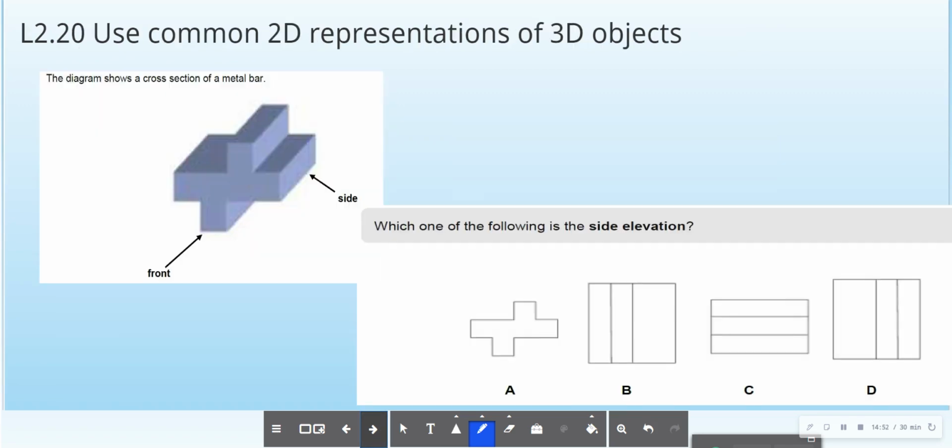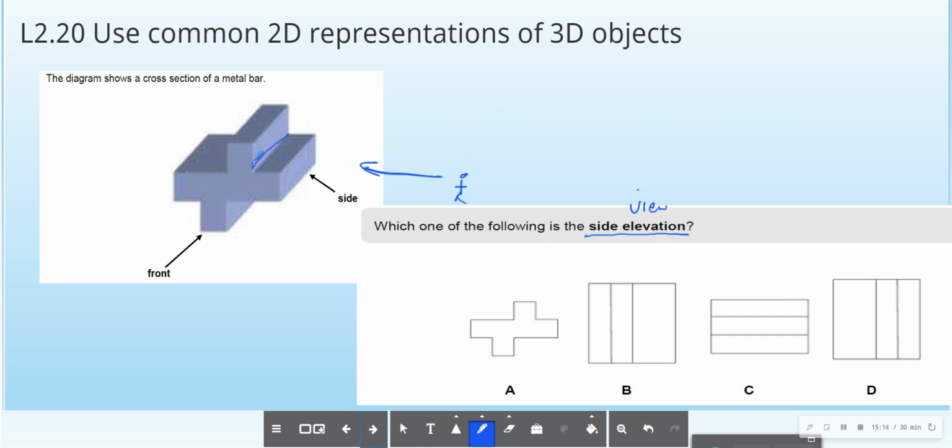Common 2D representation. So this is different views. It's saying what is the side elevation? That means the side view. So you're looking at it from this side. This is you. You're looking at it, and all you're going to see, you can only see what's directly in front of you. You can't see over. You're only tiny. You can't see under. You can't see around the side. You can only see what's directly in front of you.